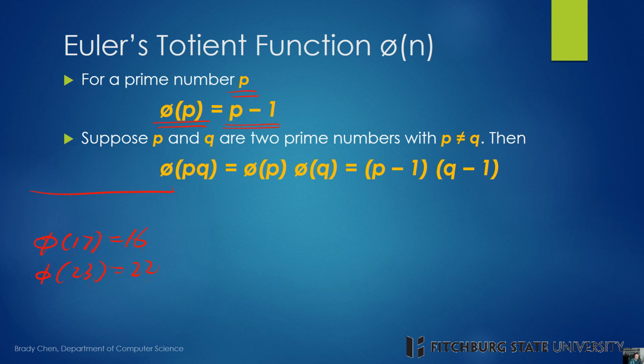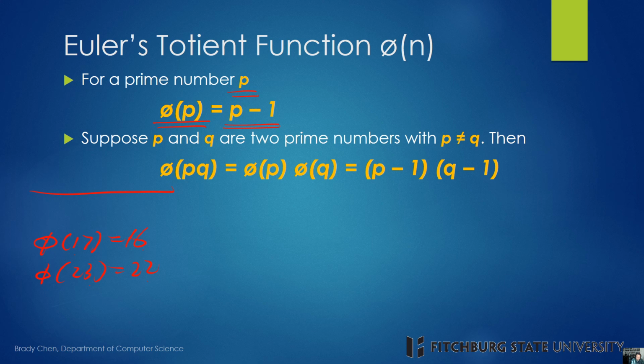This is always true because for a prime number p, you cannot factor p. So any positive number which is smaller than p is relatively prime to p. Any number between 1 and p minus 1 is relatively prime to p. That means all the numbers from 1 to p minus 1 are relatively prime to p. So based on the definition of Euler's Totient function, phi of p is p minus 1.